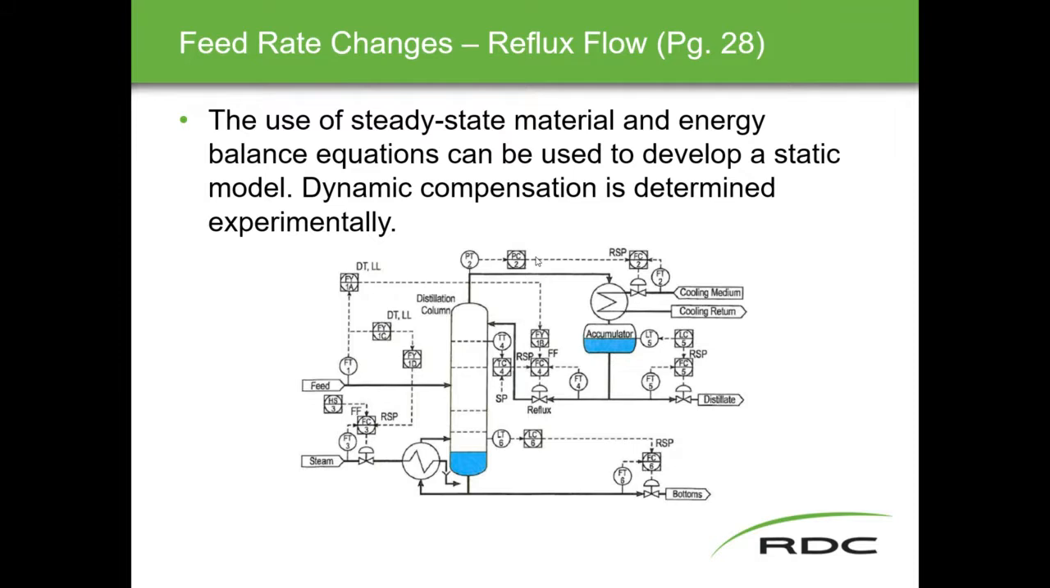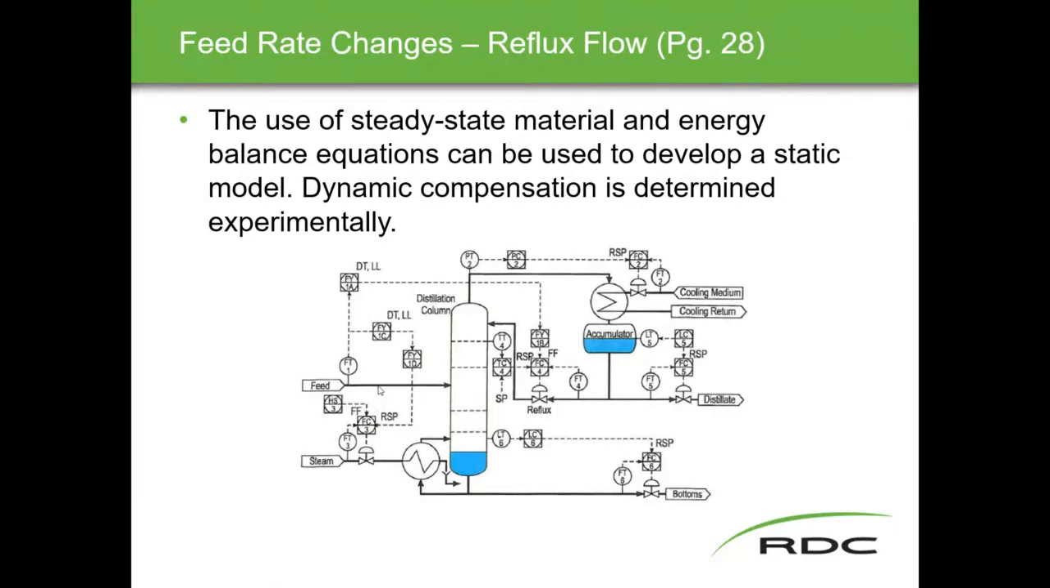All right, how do we control feed rate changes or reflux flow changes? Another method of controlling is the use of steady state material and energy balance equations, which engineering talks can be used to develop a static model. So we can calculate how we can make this run if we do some testing. This is more engineering level stuff, but by controlling the amount of feed coming in, look at all the wonderful control elements we've got going on here, and controlling the amount of reflux that we feed back into it, we can obviously control our product. In a very complicated looking control screen here, we've got some feed forward action going on.